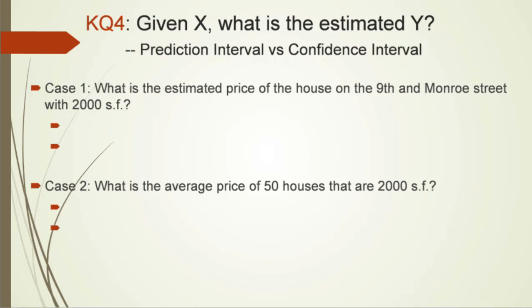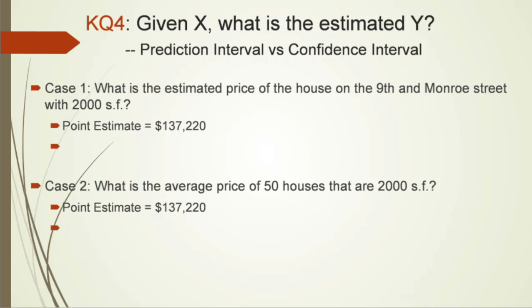These two situations are somewhat similar to each other. We want to estimate a house price for one particular house in case number 1, and we want to estimate the average price of 50 houses in case number 2. The houses we are looking at here are all 2,000 square footage, so x is always 2 in both cases. It's actually not surprising that the point estimates for both cases are the same. The difference lies in the uncertainty associated with these two point estimates.